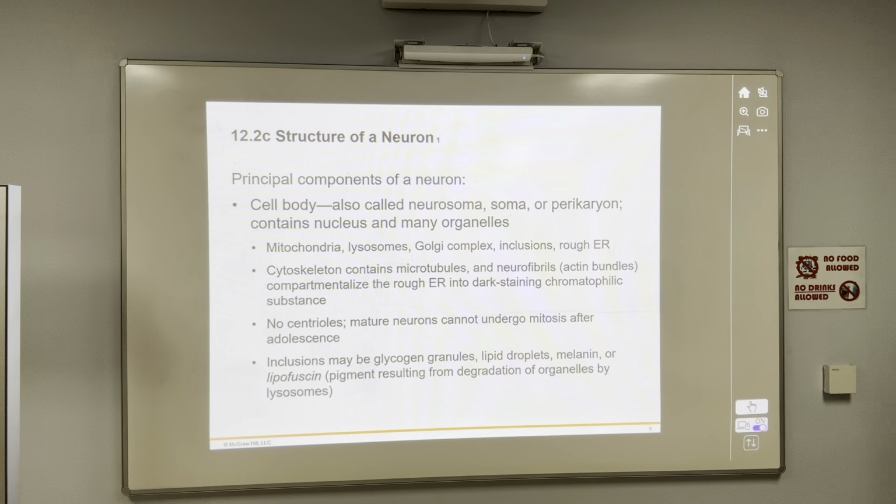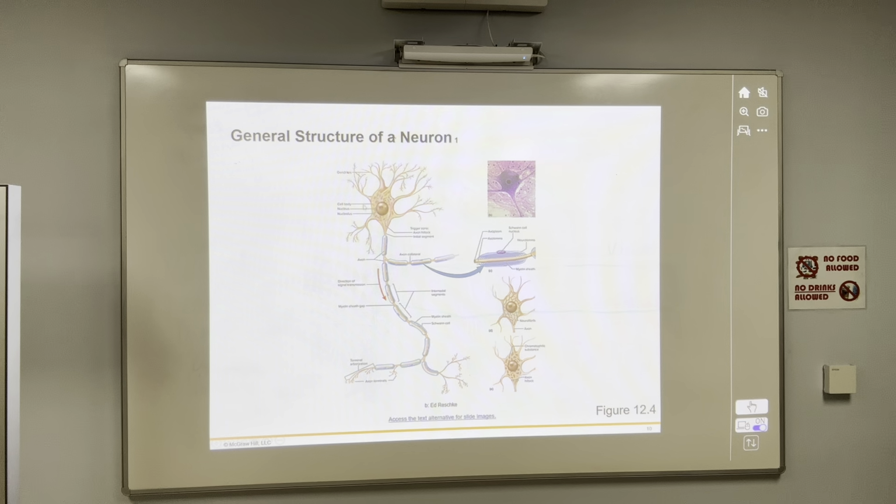The cell body, also called the neurosoma. So the structure of a neuron is that it has the cell body, which is the center. That's the cell body. That's the computer. And these are the dendrites that bring in the input towards the cell body, the neurosoma, the computer. Then for the output, you have your axon. And the axon is going to be sending out all the information that is being told by this circle, the nucleus, the center, the neurosoma.